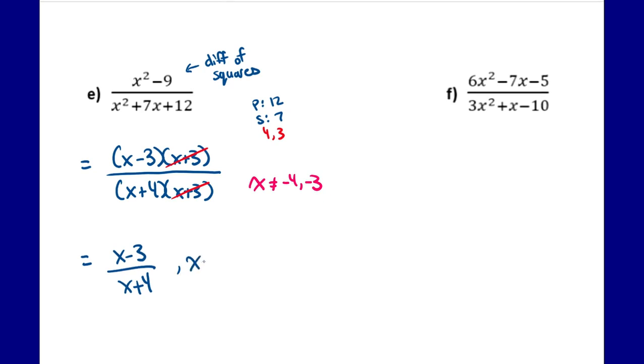I'm just going to restate my restrictions because there's nothing else that can be added. And what I mean by nothing else can be added will make more sense when we look at some other examples where there will be restrictions appearing as we go through the process.